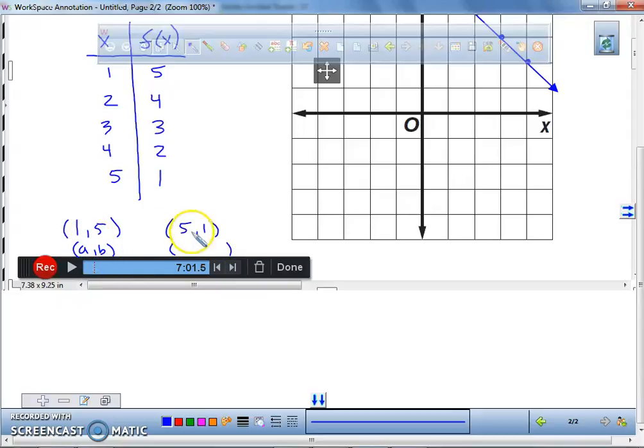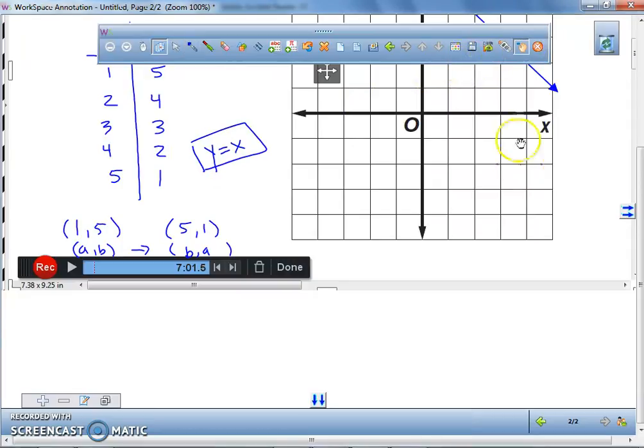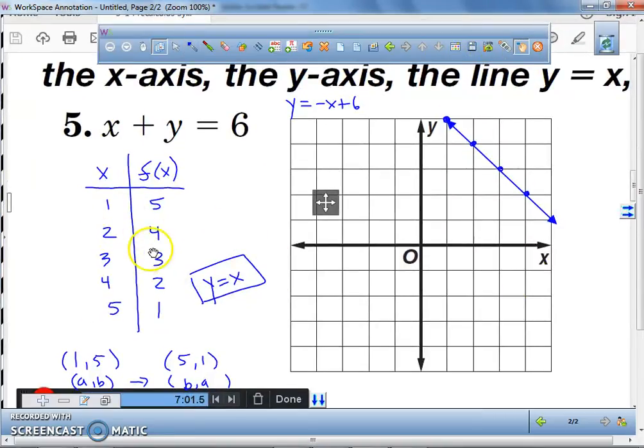This is A, comma B. This is B, comma A. So now that you have done some notes and you look at your notes, which rule follows A, comma B, B, comma A? And you can see it follows all those. You have 2, 4, and a 4, 2. Y equals X. So you're correct, this is reflected across Y equals X. And you have proof right here in your table.